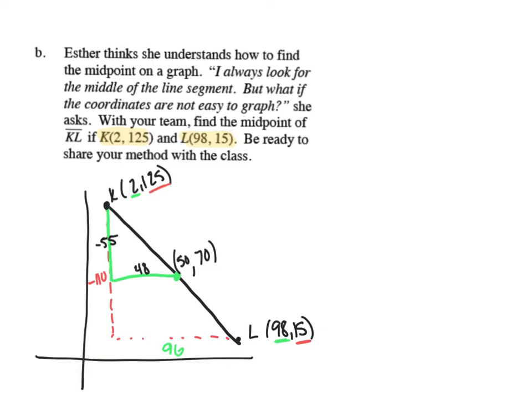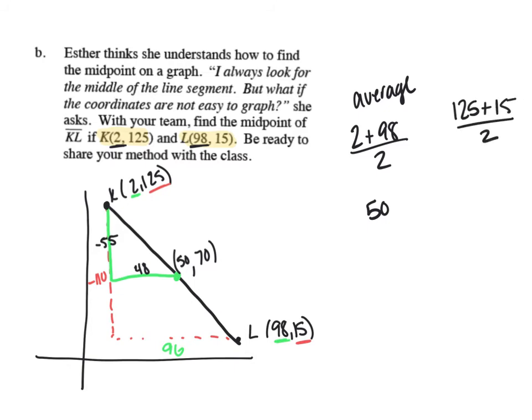Instead, I want to look and think mathematically, what's the number that's in the middle of 2 and 98? Because I want to find the middle of my x-coordinates. Well, we have a process for finding the number in the middle. It's called the average. So if I average my x's, I get a coordinate of 50. If I average my y's, adding up the 125 and the 15 and dividing by 2, finding the mean of these numbers, that is 140 over 2, which is 70.